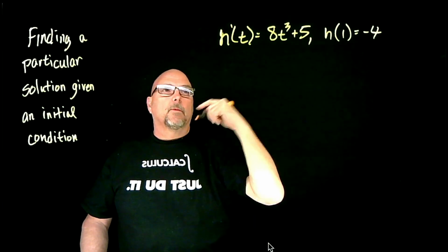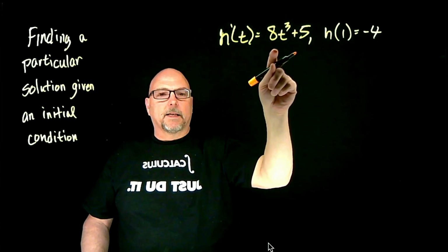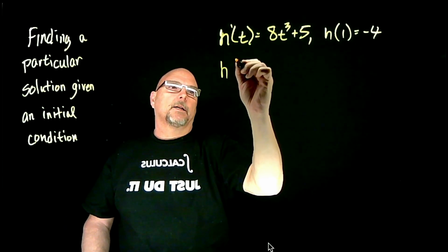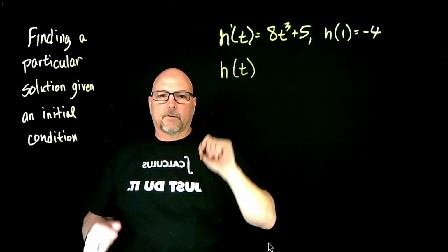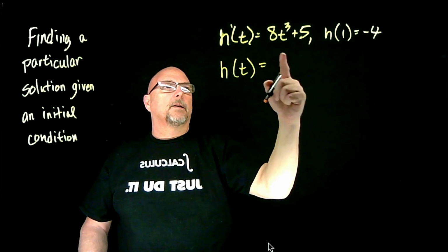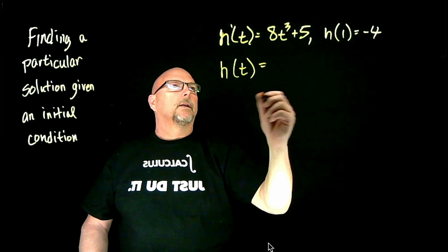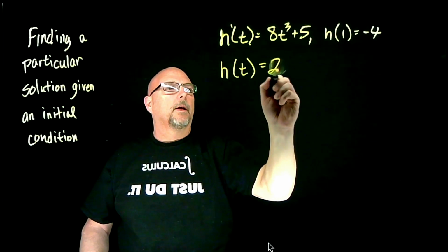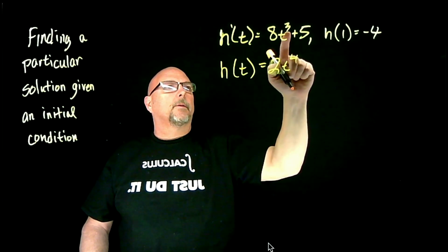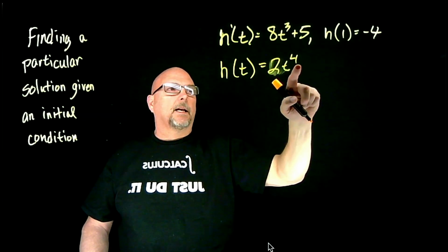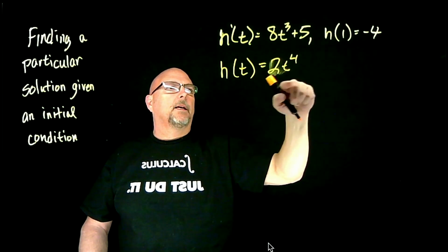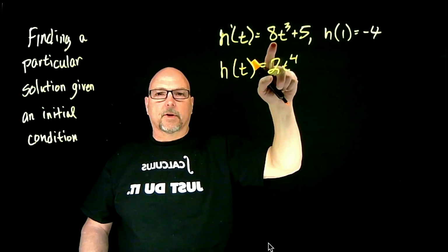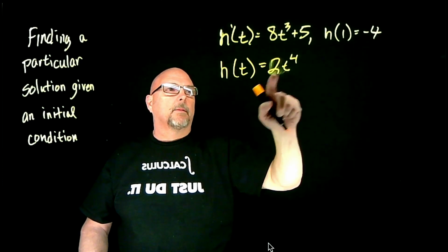The way we go about solving this is by taking the antiderivative. That's something that came before this. If I took the antiderivative of h prime of t, I'd get h of t. And if I took the antiderivative term by term of this, I'd end up with 2t to the fourth. We increase this exponent by 1 when we're taking the antiderivative and divide the old coefficient by the new exponent. So 8 divided by 4 is 2.